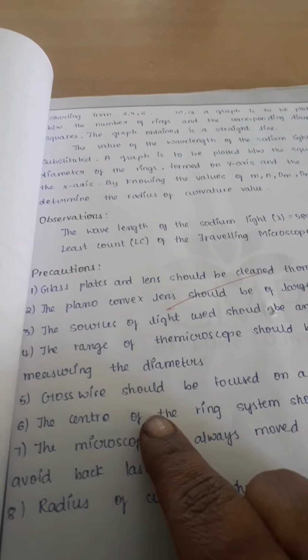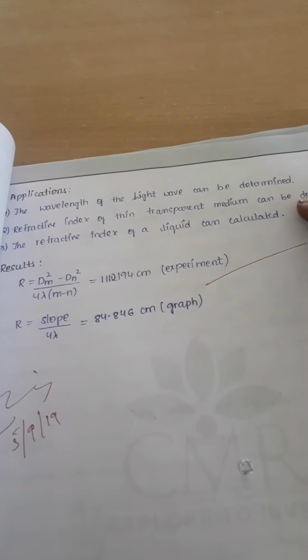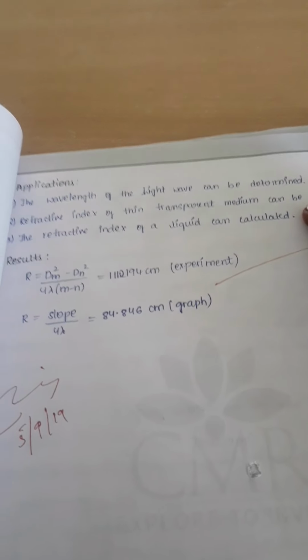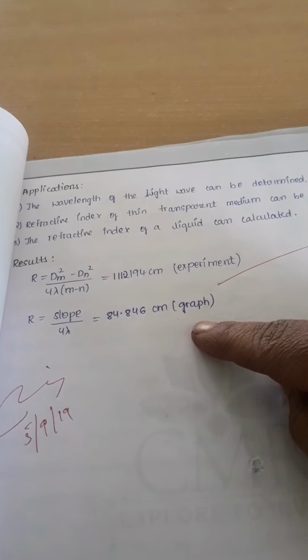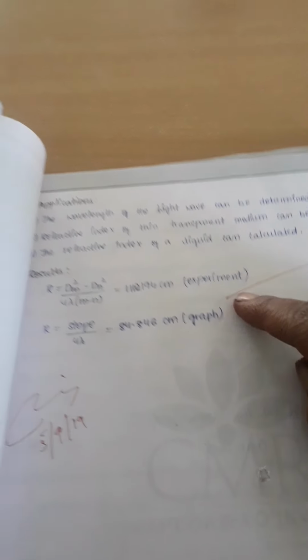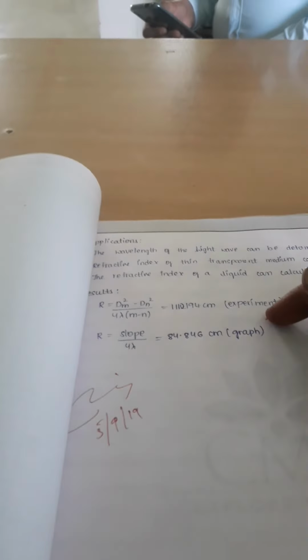And then if you have any precautions to be noted or taken care of, those precautions will also be written. Once you write the precautions, then if there are any applications of that particular experiment, yes, you have to write the applications also. And the final statement would be your result statement. What do you have to write in the result statement? Now you have to find the radius of curvature, right? So the radius of curvature of a given planar convex lens is so and so.